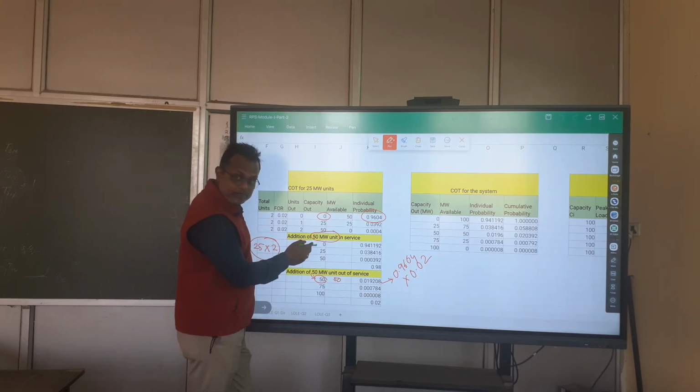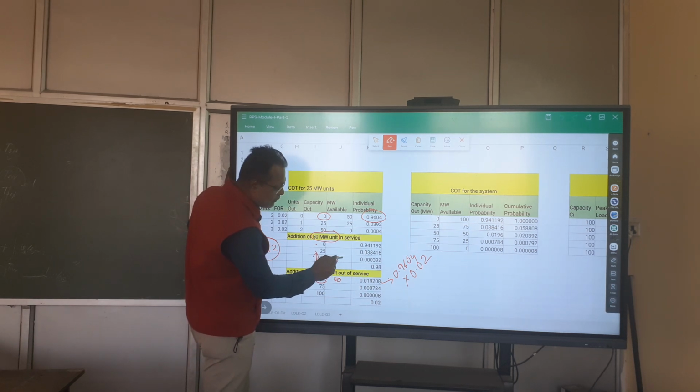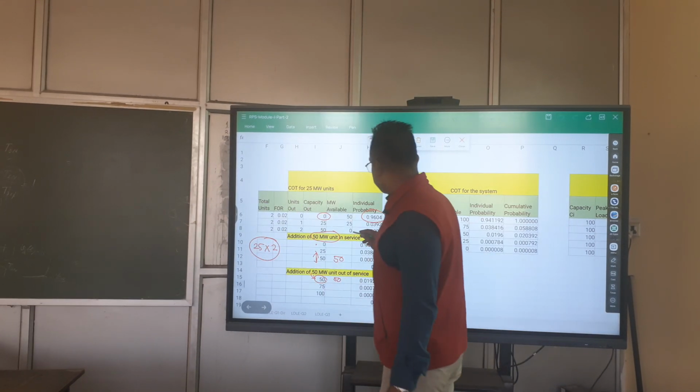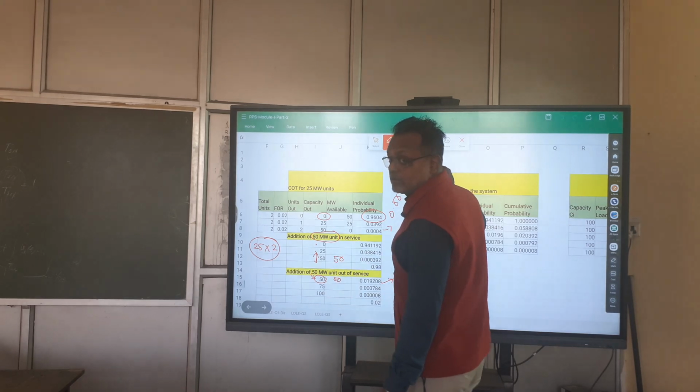Okay. What's the last line? This one. Yes, sir. So in this case, 225 megawatts are out, 50 megawatt. But this 50 megawatt is in service. So available capacity is 50. Yes, sir. Okay. So what is the probability? Probability will be this one, 0.4 into 0.98.